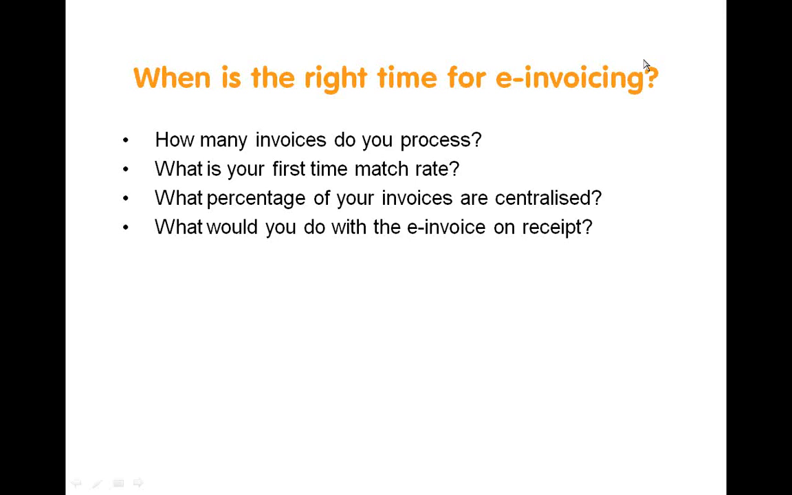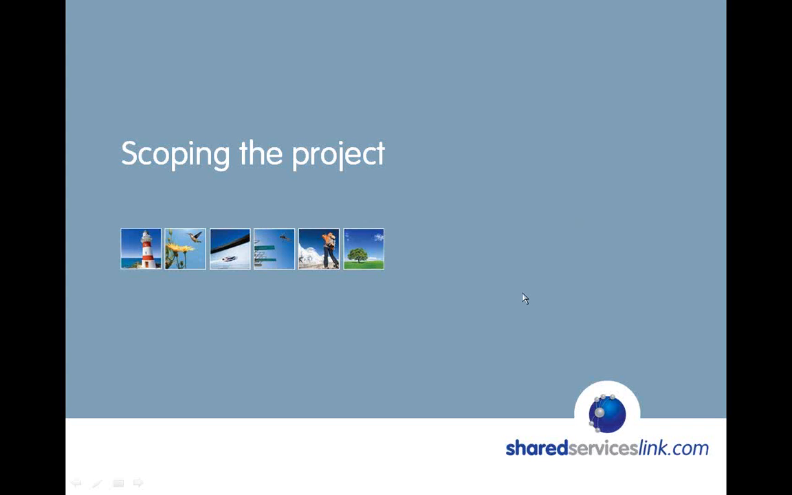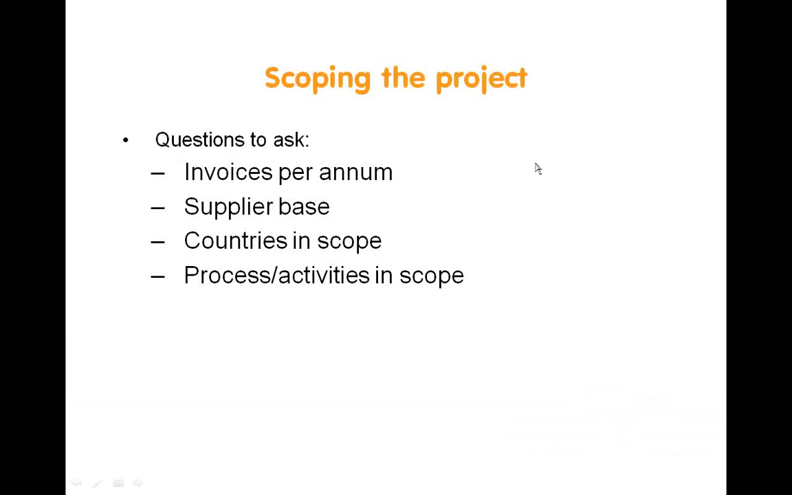What would you do with the electronic invoice on receipt? Ideally, you have some kind of workflow technology in place. If you do, great. It means that you'll be able to treat the invoice and send it out to the appropriate person in the organization if it doesn't match. But if you don't have a workflow technology in place, what are you going to do with the invoice that doesn't match and it bounces? So these are just questions that you need to ask yourself. That will then take you very nicely onto being able to scope out the project.